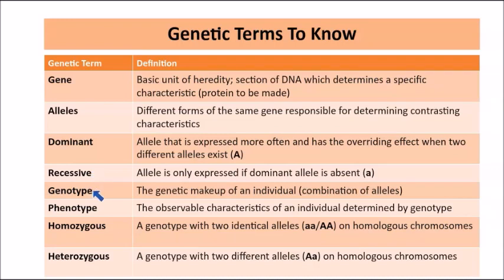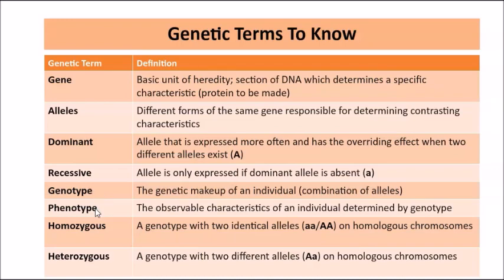Now the next two terms, genotype and phenotype. When we're talking about the genotype, that is the genetic makeup of the individual. So it's a combination of the alleles. It may be a combination of two dominant alleles, a dominant and recessive allele, or two recessive alleles. So that is what genotype is. So the actual genes, the different combination of the alleles that the individual has.